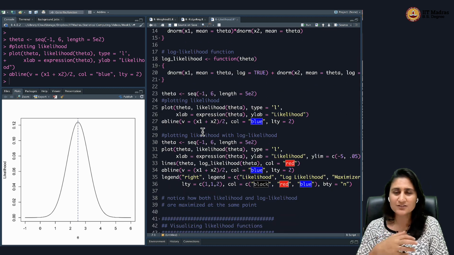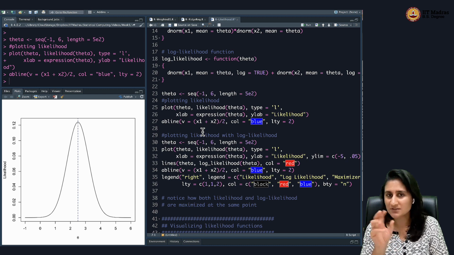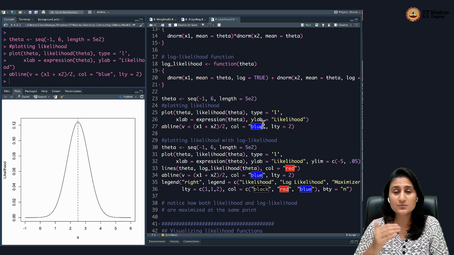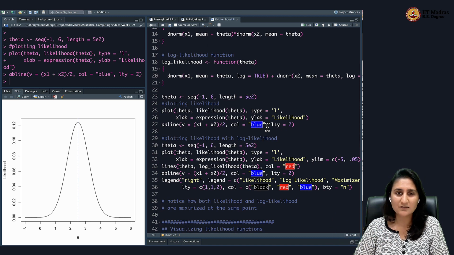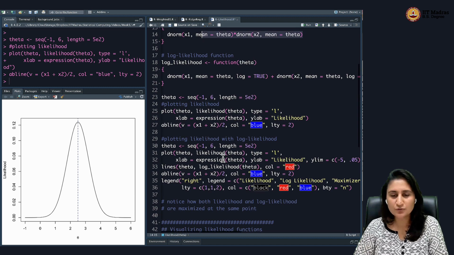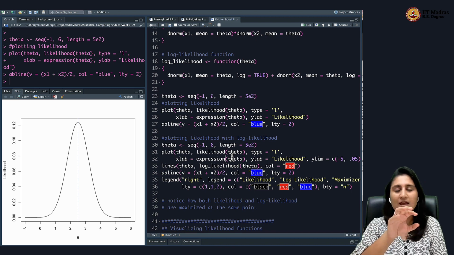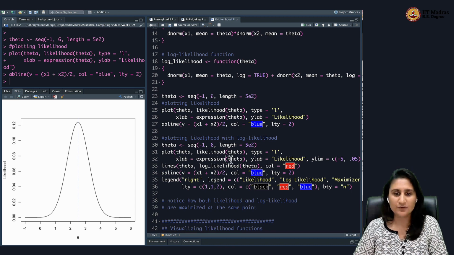The other thing we discussed is that dealing with likelihood functions can often be quite unwieldy because of the product term involved. Taking derivatives with respect to theta can be quite cumbersome when you're dealing with products. So instead, what I'm going to show you now is if I plot the likelihood function and I also plot the log of the likelihood function.